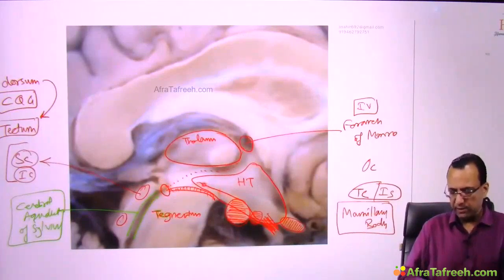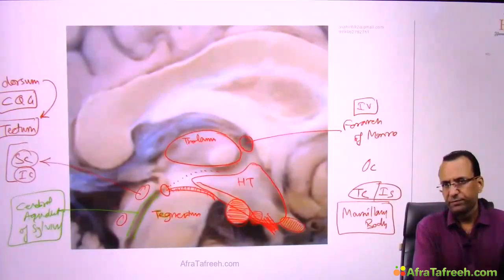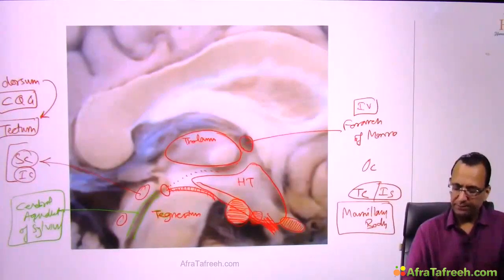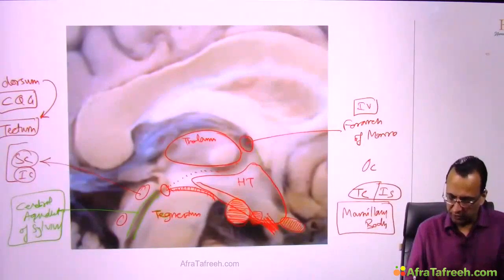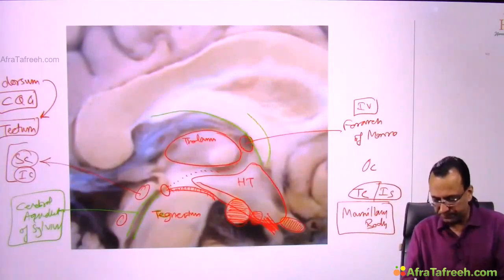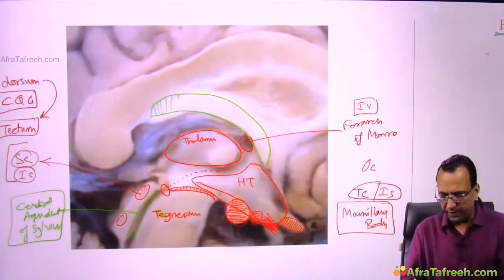Can you tell me what is the roof? The roof of third ventricle, yes. Okay. Roof of third ventricle is this structure. Do you know this structure? What? The fornix. Yes, fornix.